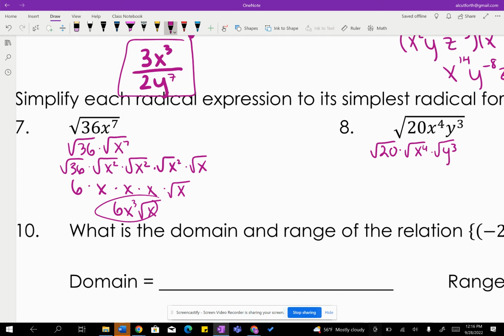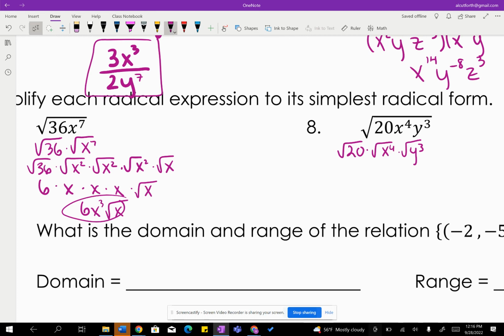Okay, so the square root of 20, perfect square that divides that is 4. So we're going to break this up into 4 times 5 is 20. Square root of 4 times square root of 5. I can break up x to the 4th into x squared and x squared because there were 4 x's. And then y cubed can be broken up into 1 y squared, and then 1 has to stay by itself.